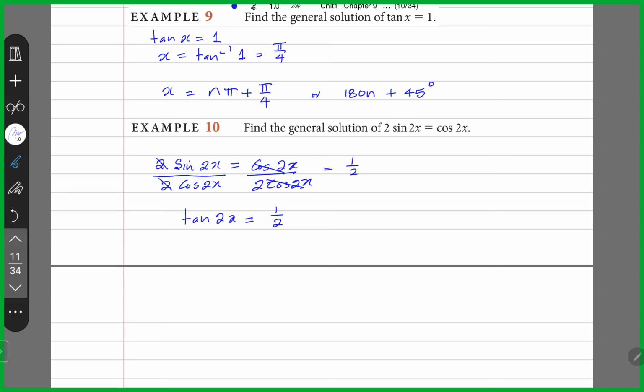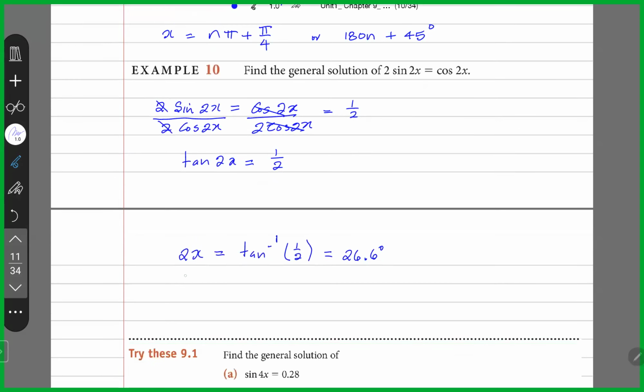Well, there's no special angle where the tangent of it is a half. So for this one, I'm going to write my answers in degrees. If tan 2x is equal to a half, it is because 2x is equal to tan inverse of a half. Now, tan inverse of a half, punching it in my calculator right now. Tan inverse of a half is 26.6 degrees.